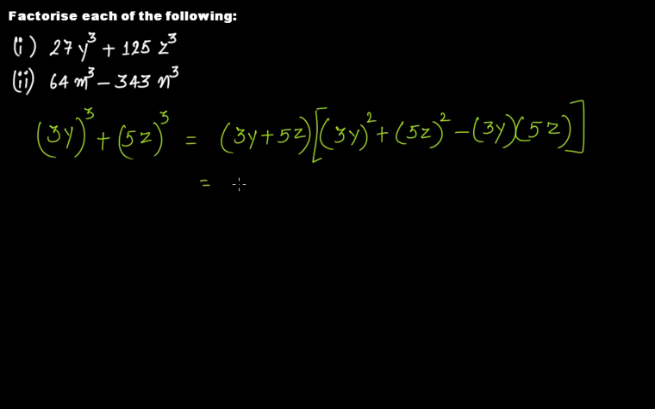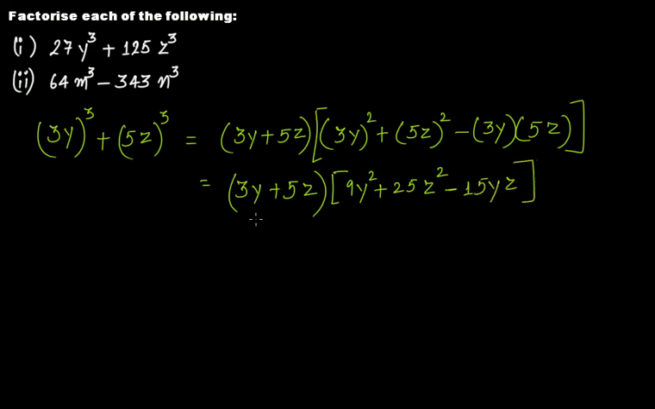So from here you get 3y plus 5z, and this becomes 9y squared plus 25z squared minus 15yz. So it's written here, you have to factorize. Using the identity, you have actually factorized this polynomial into its two factors. One is 3y plus 5z, and another one is 9y squared plus 25z squared minus 15yz.